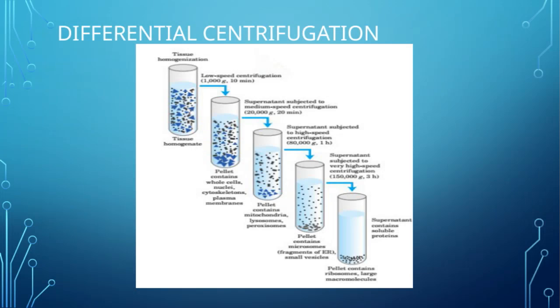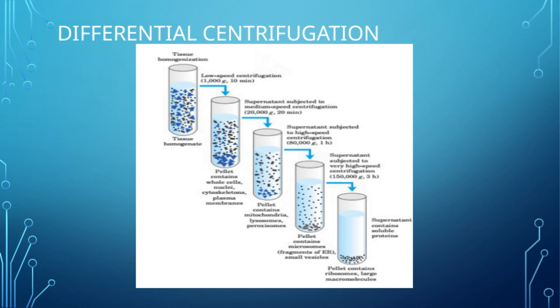Today, I want to introduce you to the concept of differential centrifugation. This technique is fundamental in cell biology and biochemistry for separating cellular components. The key idea is that different cell parts have different sizes and densities, so they sediment at different speeds when we spin them at various centrifugal forces.